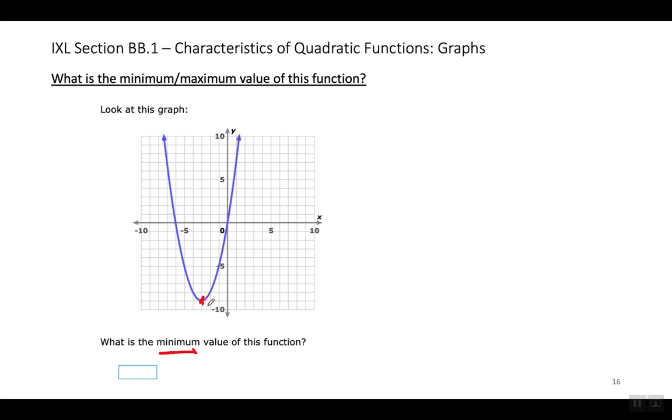So again, just get the y coordinate of the vertex. That is the minimum value. The vertex is located at -3, -9.